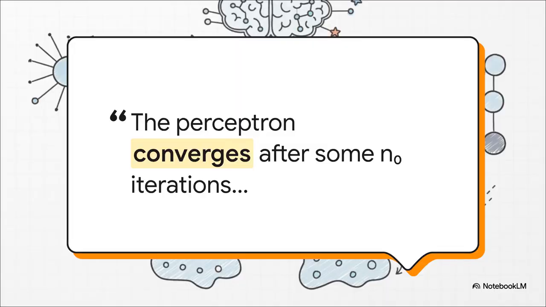And here's something amazing. A theorem actually proved that for certain kinds of problems, this super simple learning rule is guaranteed to eventually find a solution. The network will converge. It will find the right answer.